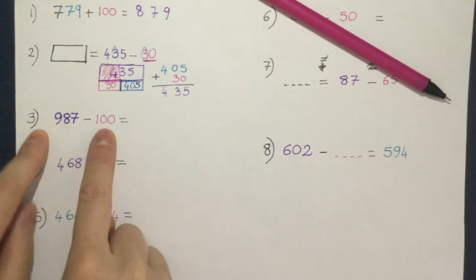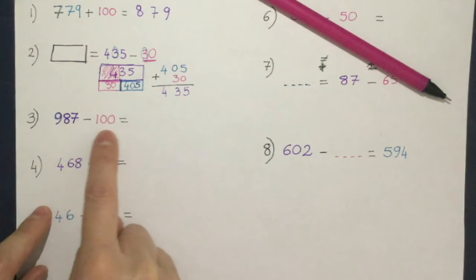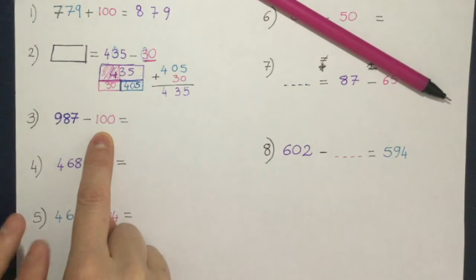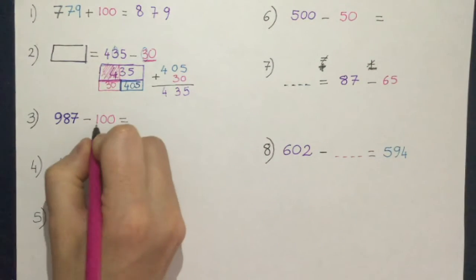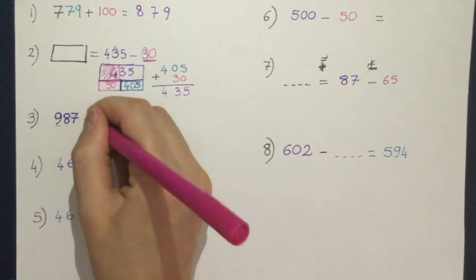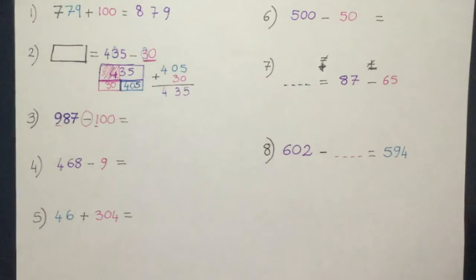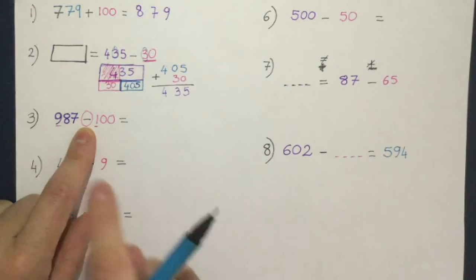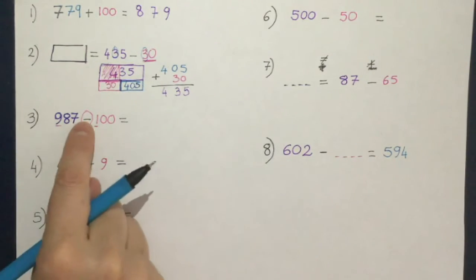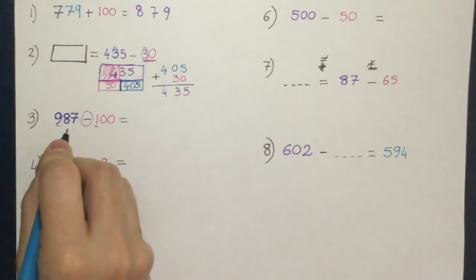Next one, once again, we learn from here. This is a multiple of 100. Now I am not going to use the place value counters. We are going to do that mentally. I focus on my hundreds and I make sure that I know what I am doing. I am doing a subtraction. So I have a total, I take away 100, I will end up with less.